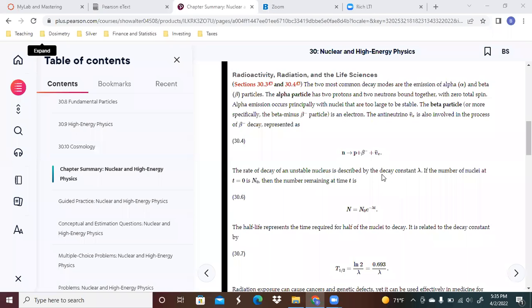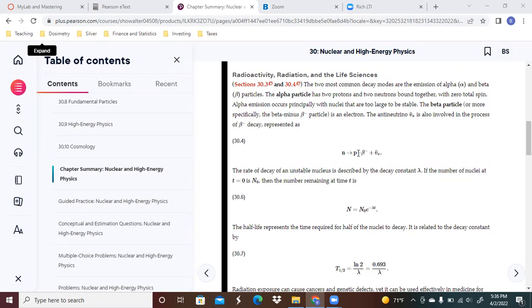It's going to be the lecture over sections 30.3 and 30.4. So the two most common decay modes are going to be the emission of alpha and beta particles. Now, an alpha particle has two protons and two neutrons bound together with zero total spin. Alpha emissions occur principally with nuclei that are too large to be stable.